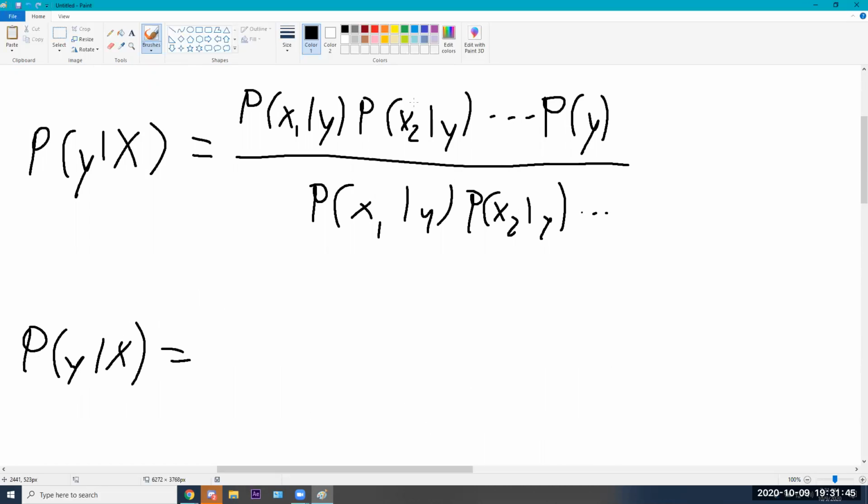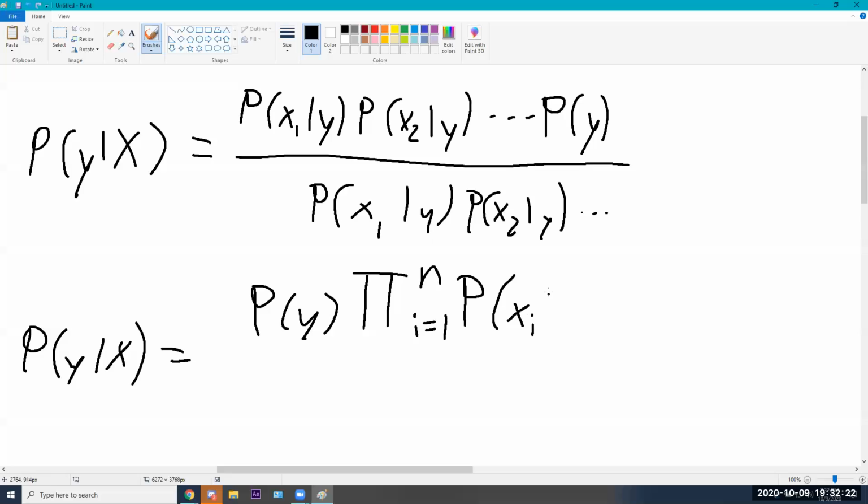Since we're multiplying each value, one last thing is that we need to take this p of y, the probability of y, out in front, because it's not part of this multiplication of all the elements of a vector. So it's p of y times the multiplication from i equals 1 all the way to n, where n is the length of your feature vector x, of p, the probability of xi given y. And then again, the same thing on the bottom.